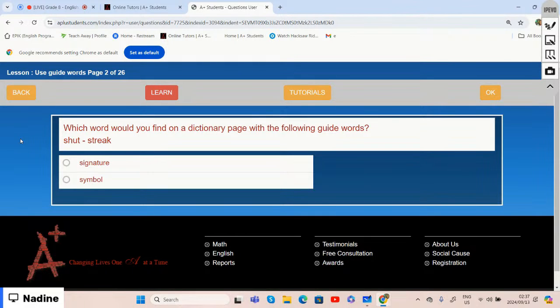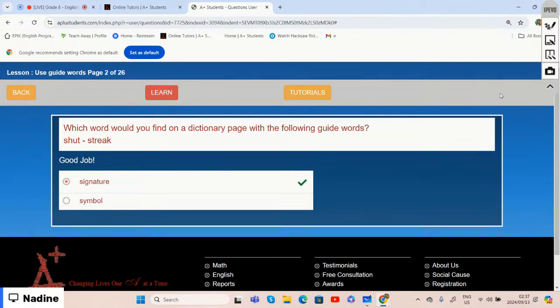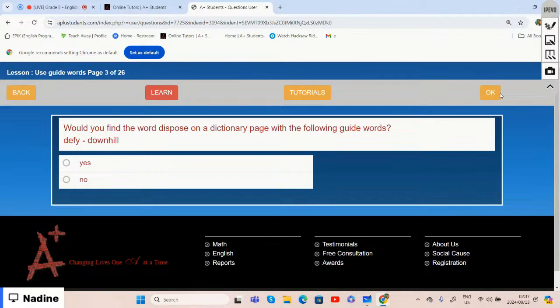And the word that we will find between shut and streak is signature, because I you'll find between H and T. All right. And if we look at the next one, right?